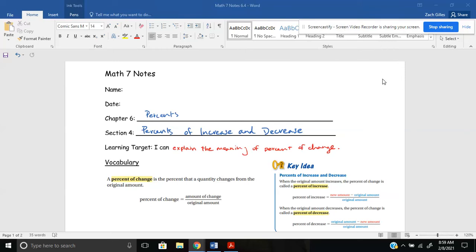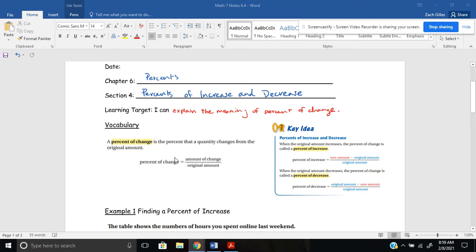Hello, 7th graders. Welcome to 6.4. Today we're going to talk about percents of increase and decrease. For our learning target today, I can explain the meaning of percent of change. We'll start off right away with some vocabulary and our key idea.